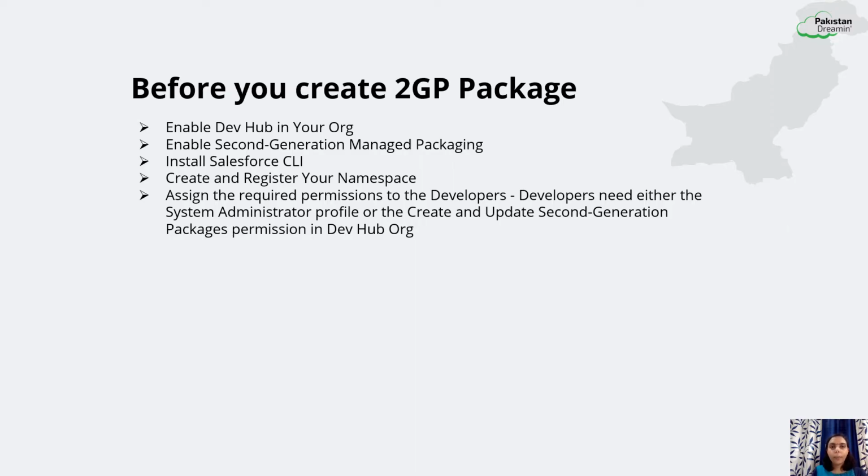Now let's see what are the prerequisites for creating a 2GP package. You need to enable DevHub in your DevHub org, and also you need to enable second generation managed packages. You need to install Salesforce CLI. You need to have a namespace org and you need to create the namespace and register the namespace. Please note that namespace is global, you cannot reuse.